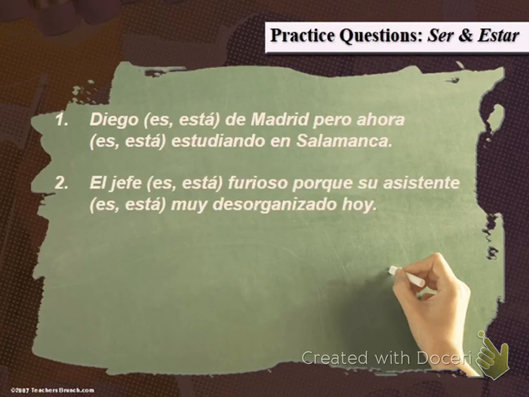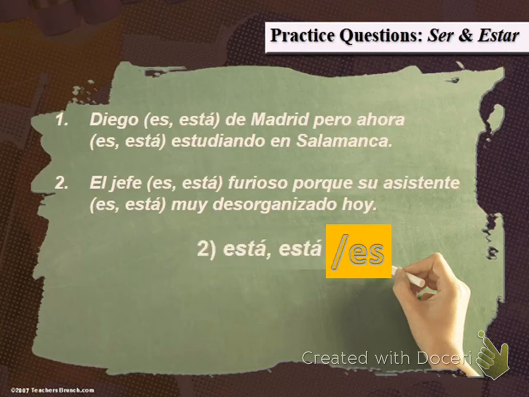Two, the boss is furious because his assistant is very disorganized. Now, sorry, I forgot a very key word at the end there. Does anybody remember hoy? Today. So today he's very disorganized. Oh, they'll both be estar. So he's furious, condition, and he is disorganized today. That would also be condition because it's just today.